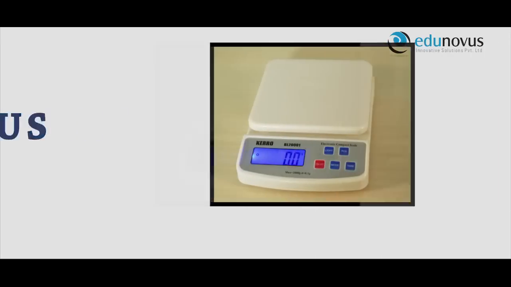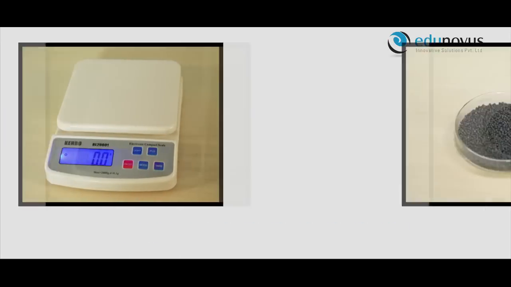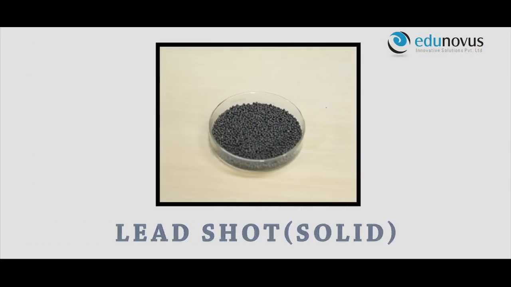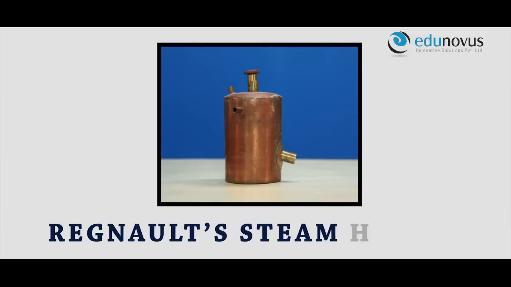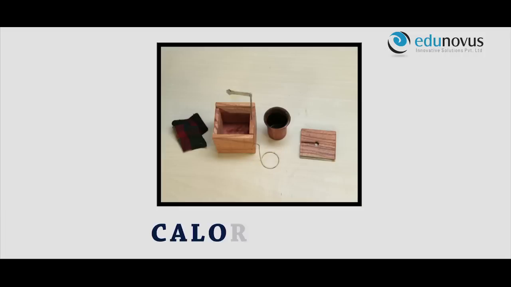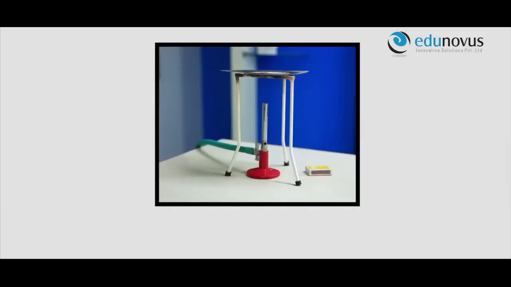Aim: to determine the specific heat of a given solid using a calorimeter. Apparatus: weighing machine, solid, thermometer, Regnault's steam heater, calorimeter with stirrer and burner.